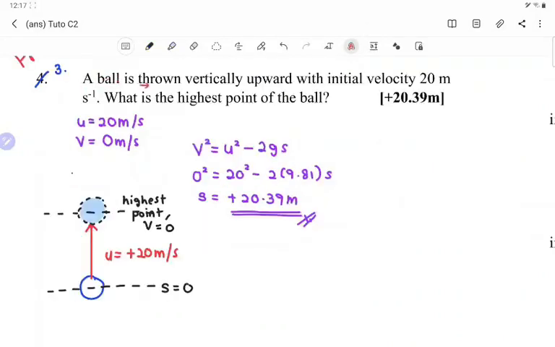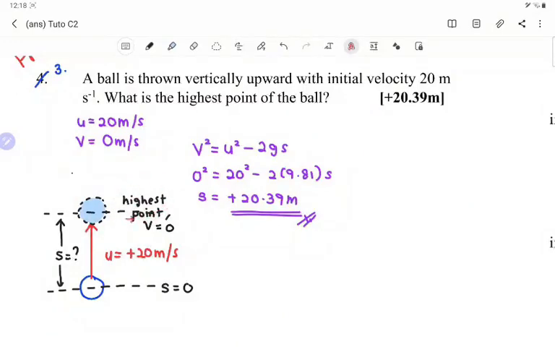Okay, number 3, a ball is thrown vertically upwards with initial velocity 20 meter per second. What is the highest point of the ball? So highest point is asking about the maximum height. Okay, so this is the diagram showing the situation, where the ball is being thrown upwards with the initial velocity 20 meter per second because it's going upwards, so it's positive. And then what is the highest point? So you need to find the distance S of the ball at the highest point.